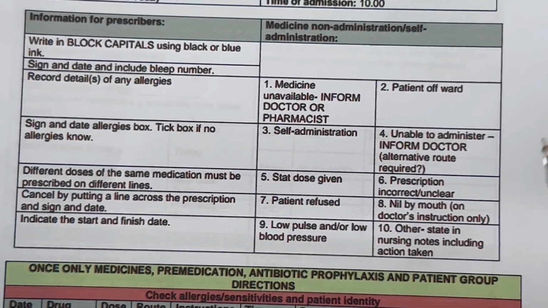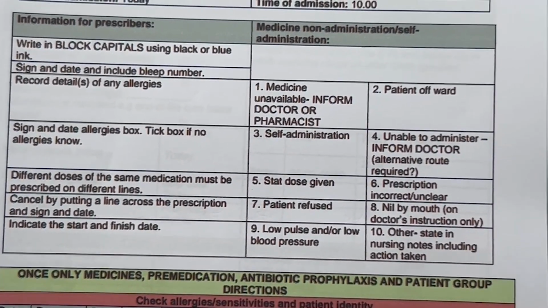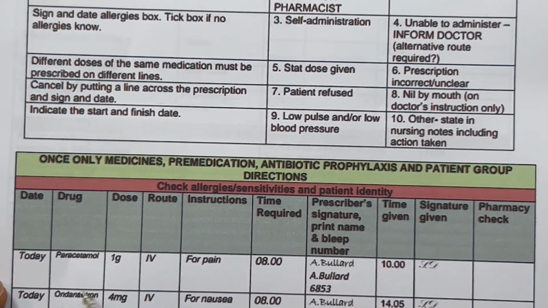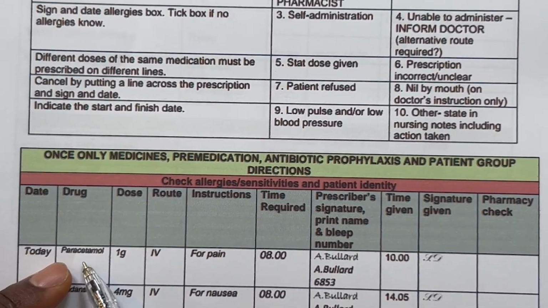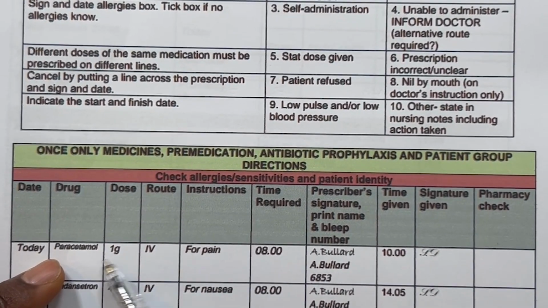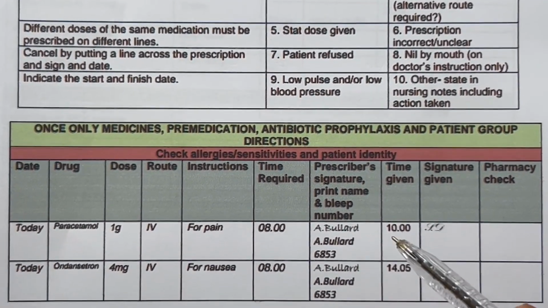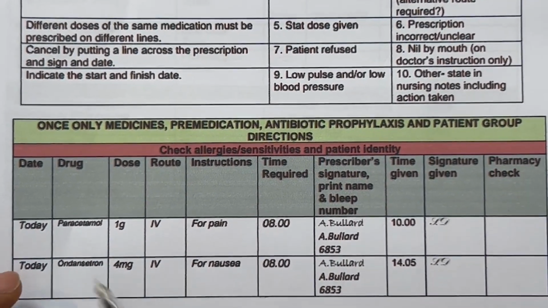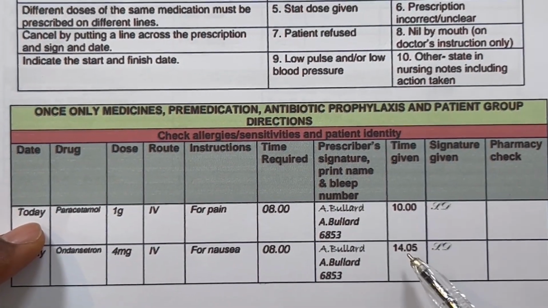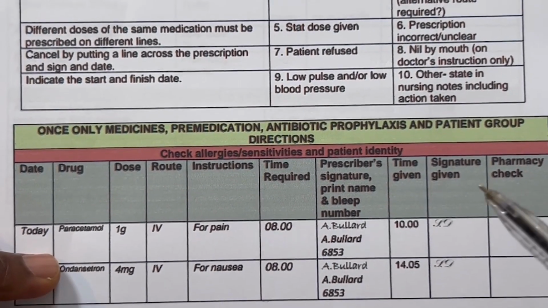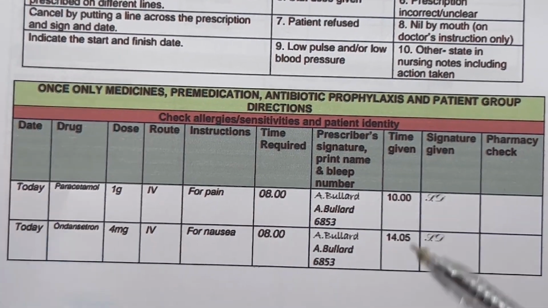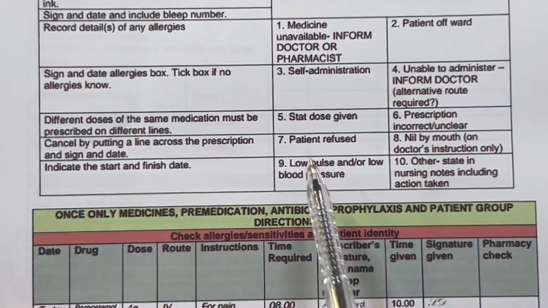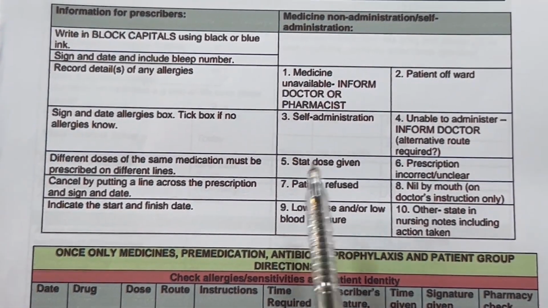Let's assume that a medication was given under this once only medication. Let's use paracetamol for example. Let's say paracetamol was given, and you know the paracetamol interval should be 4 hours apart. Now if this paracetamol was given less than 4 hours ago, and under regular they are asking you to still give paracetamol, because it's not up to 4 hours, you write 5. So code 5 means start dose given.